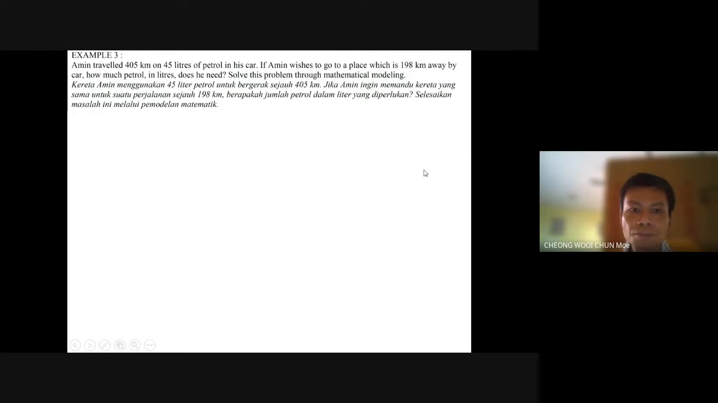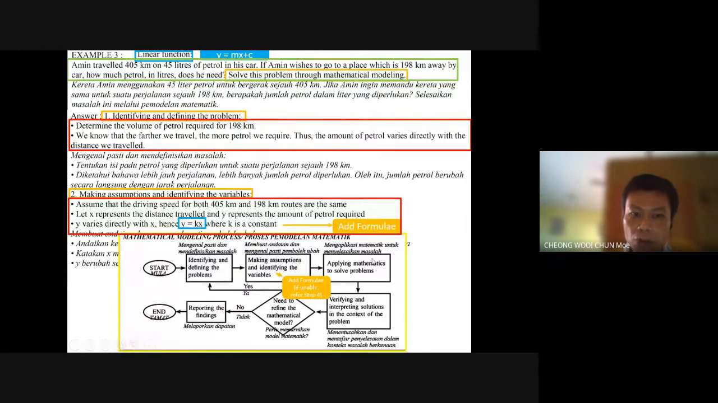You must base it on the mathematical modeling process: step 1, step 2, step 3, step 4, step 5, and step 6. We start with identifying and defining the problem, step 1. We have to identify and define what the question is that they want. In the question they say how much petrol in liters does he need, so determine the volume of petrol required for 198 kilometers. This is the problem they ask us to solve.